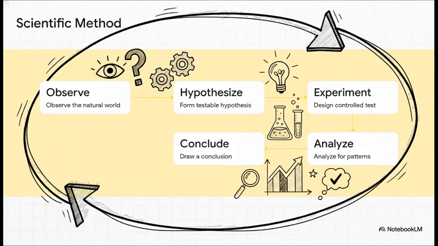The absolute foundation of all research relies on this ongoing loop. You observe the natural world, you form a testable hypothesis, design a controlled experiment, analyze your data for patterns, and draw a conclusion. But here's the real kicker I want you to remember. The scientific method is an ongoing loop. Even if your data totally contradicts your prediction, and trust me, that happens all the time, that is still great science. You just form a new hypothesis and keep the loop going.